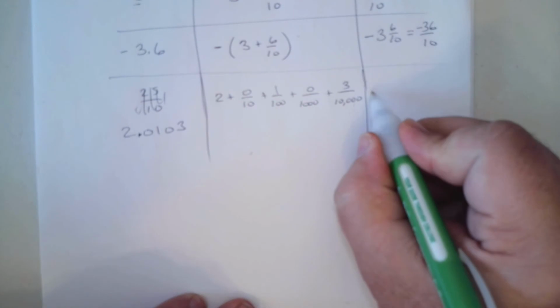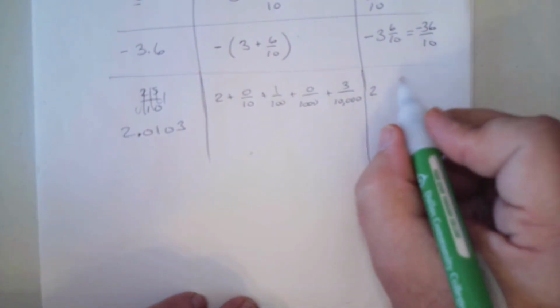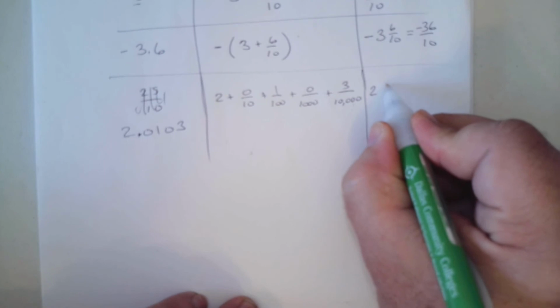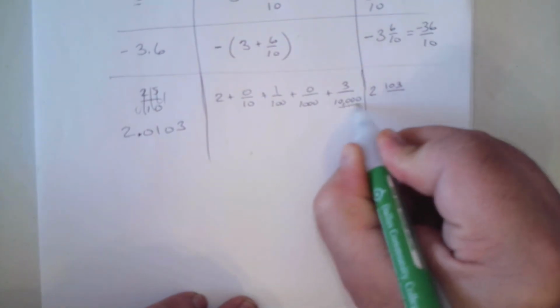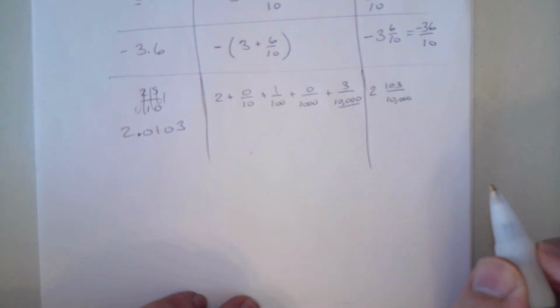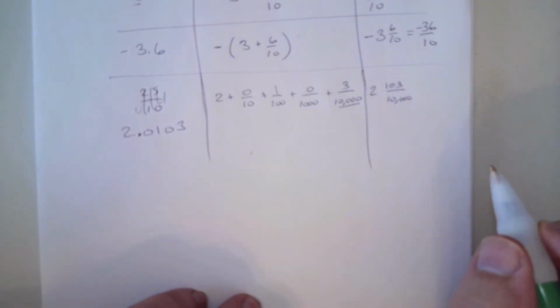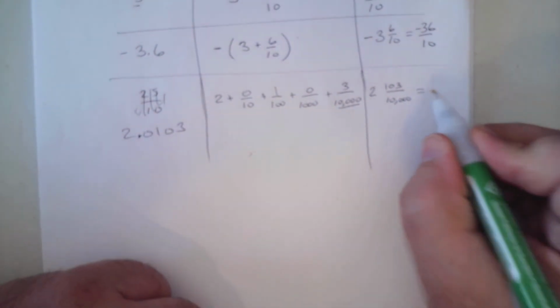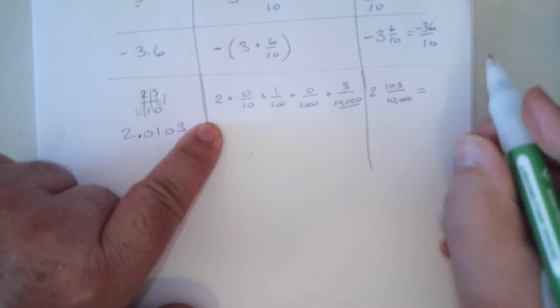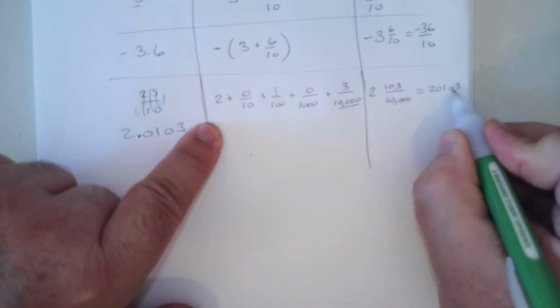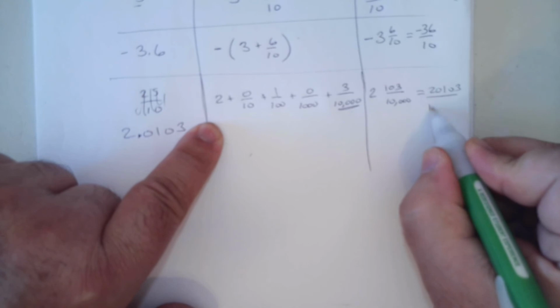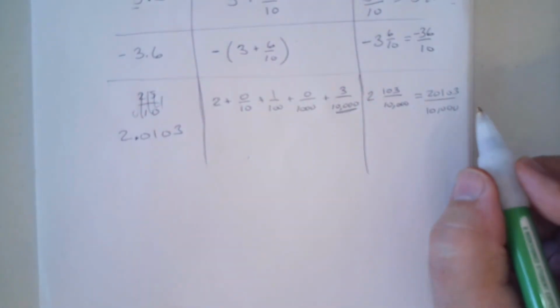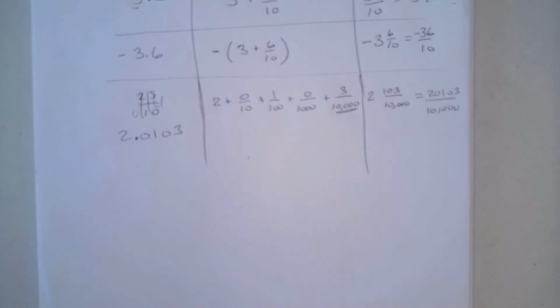So since the 2 is in front of the decimal, it would be 2 and 103 10,000ths. Or we can look at just the top numbers. We have 20103 over the smallest decimal, which is 10,000.